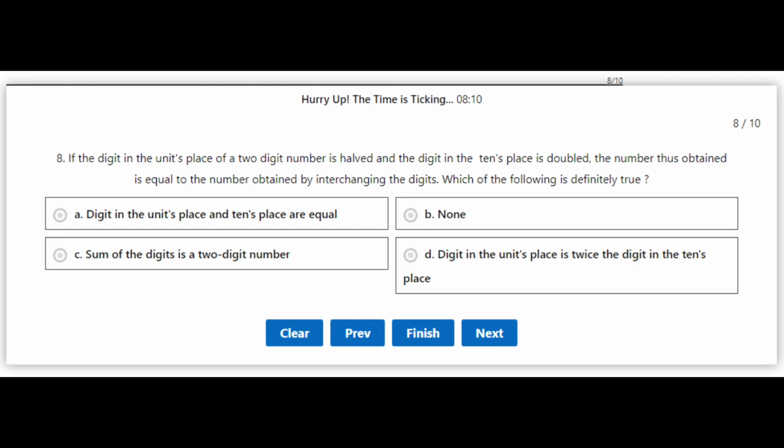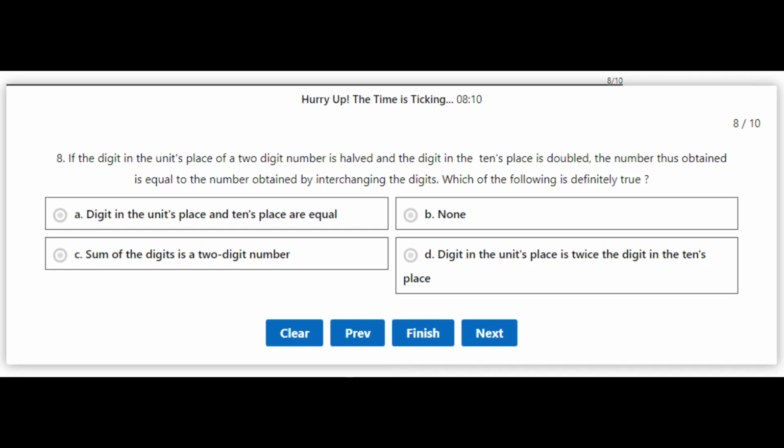So according to the given question, we can definitely say that our first option will not go for this question, because our first statement only says that the units place digit is half and the tens place digit is twice. So this cannot be equal; the units and tens place digits will not be equal. So the first option is not possible. Our second option is none, so we will look at this option later after assessing the remaining two options as well.